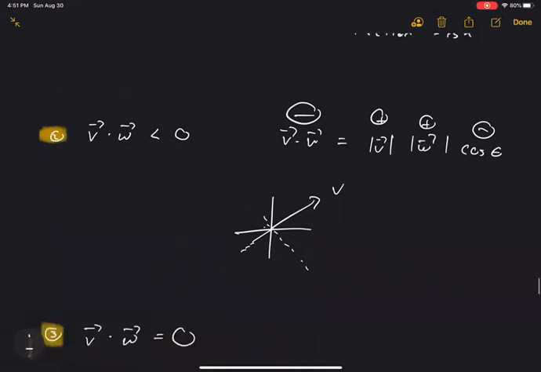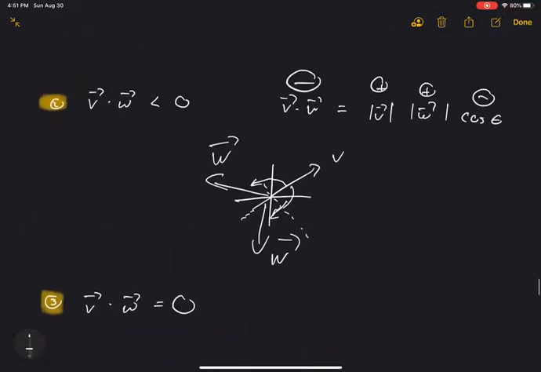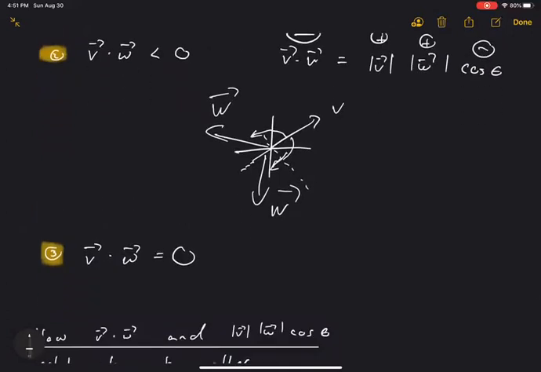So maybe my vector w is in here, or maybe it's in here. But either way, if I measure the shortest angle between v and w, I would expect that to be somewhere between 90 and 180 degrees. Now, what happens if v dot w is equal to 0? Well, then there's only one possibility. v and w have to be perpendicular.